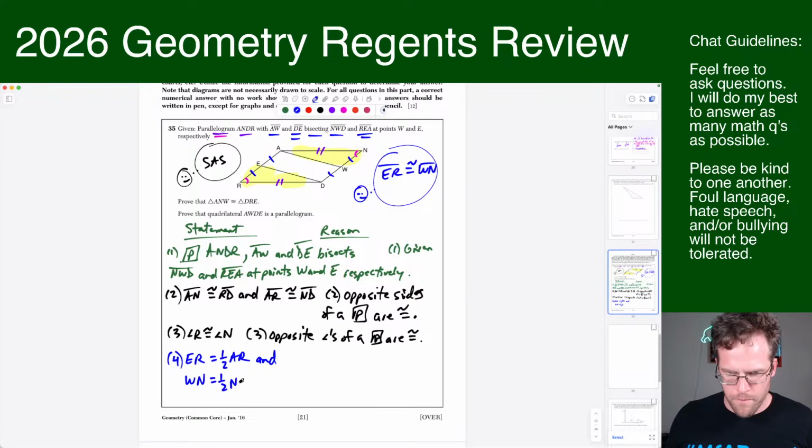Okay, so that's this. How do I know? Because a segment bisector separates a line segment into two equal segments. Okay, so a segment bisector. You can say definition of a bisector, but a segment bisector. Oh, let me get rid of this now.